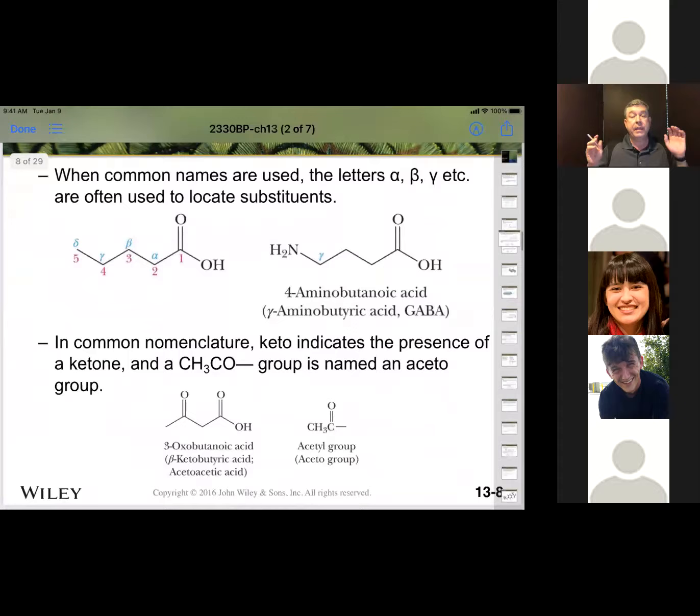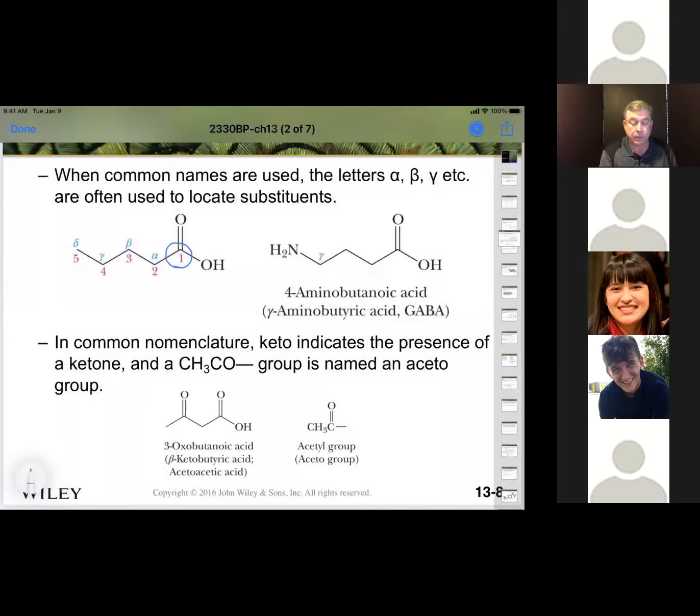So that's the IUPAC naming structure. However, sometimes we use a common naming structure. And the common naming structure, unlike IUPAC, starts at the carbon adjacent to the carbonyl. In our IUPAC numbers, the carbonyl carbon of the carboxylic acid is always number 1. However, when we do the common name, it starts at the next carbon over.